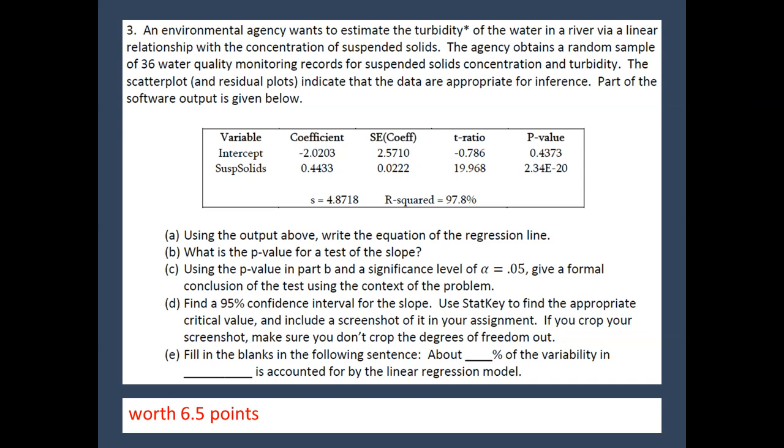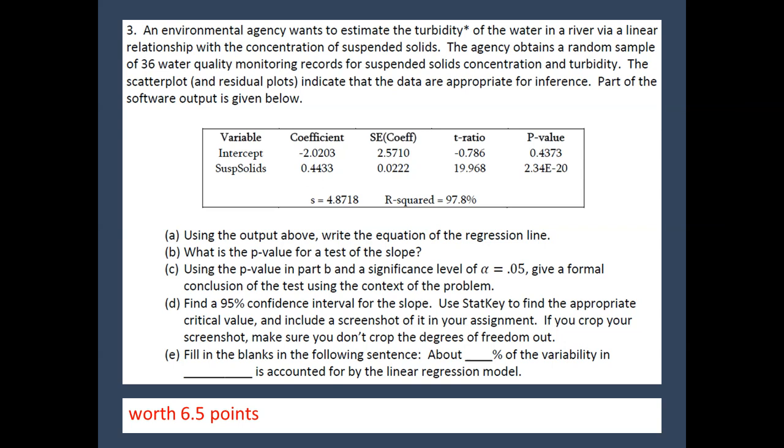Part E, about blank percent of the variability in blank is accounted for by the linear regression model. There's a thing that would be a great reference for this. It's in the section 2.6 notes. It's right after the interpretations of the slope and intercept. It's the thing that's immediately after that. It's not in section 2.6 in our textbook. It's later in the book.